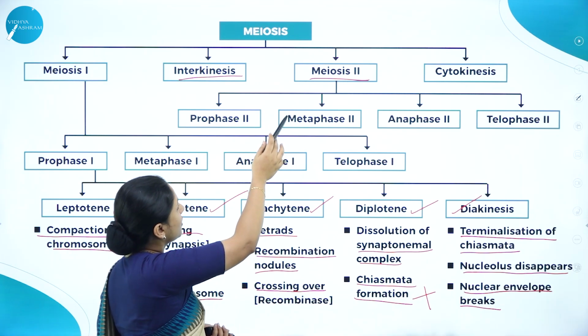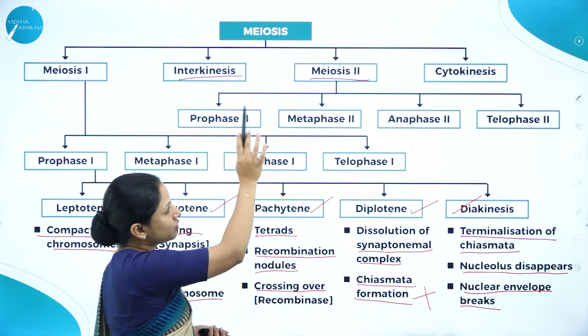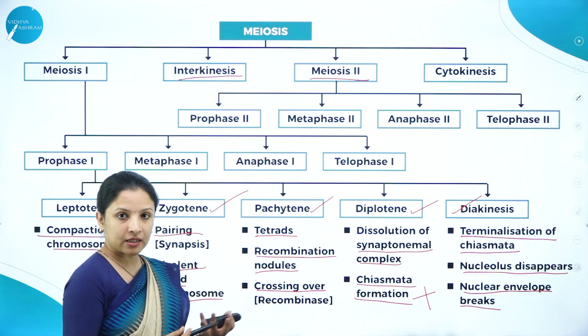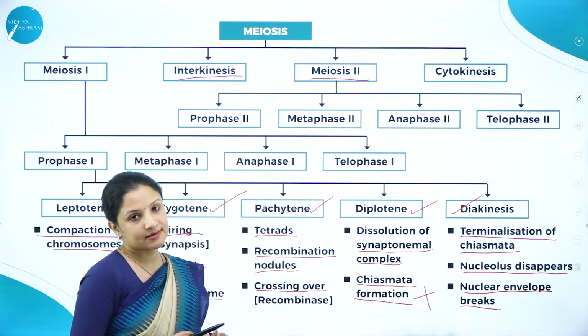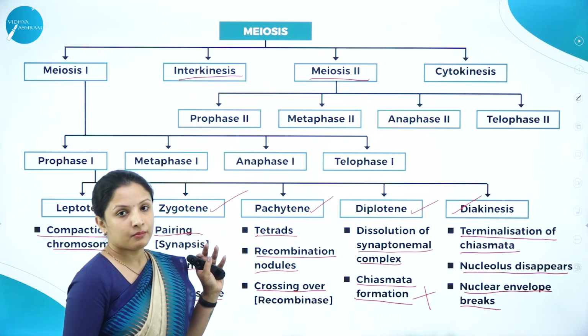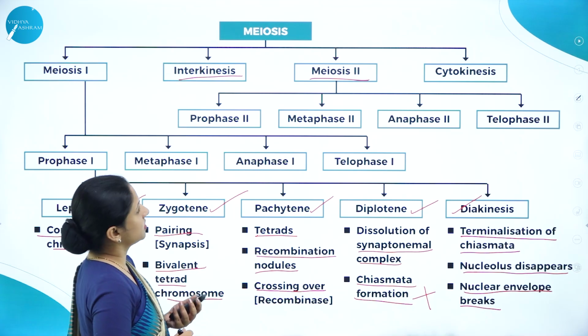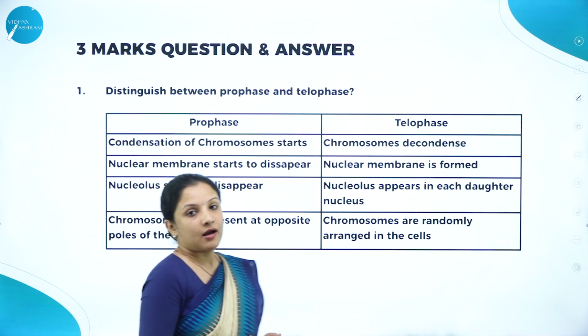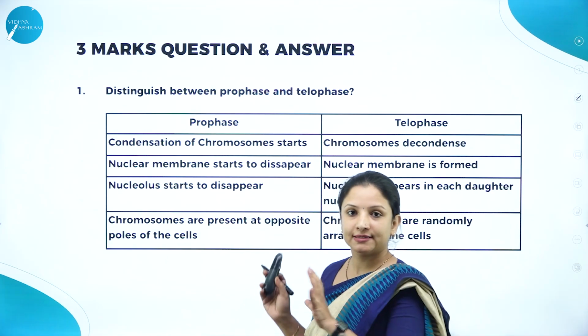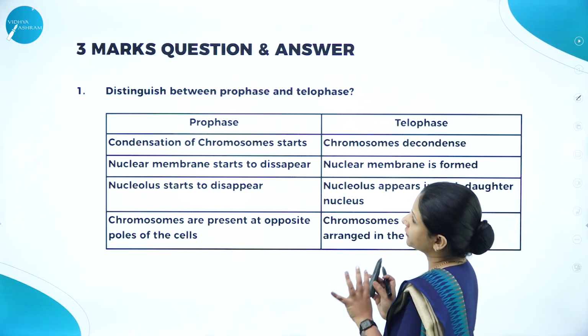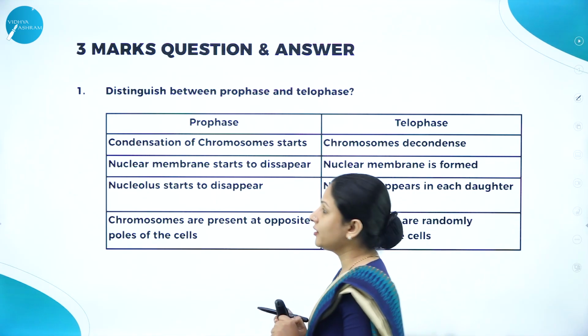Again in meiosis 2, what happens? Prophase 2, metaphase 2, anaphase 2, telophase 2 will occur, and later on cytokinesis will take place, same as in mitotic cell division. So these are the different processes that occur in a cell cycle. Now we have an idea of all the contents present in the chapter. We'll go on to studying some important 3 marks questions and answers.